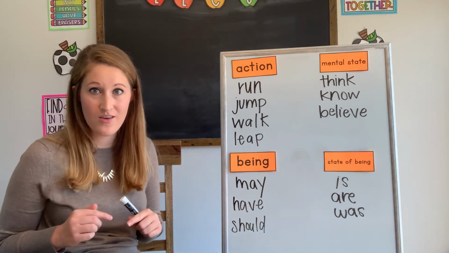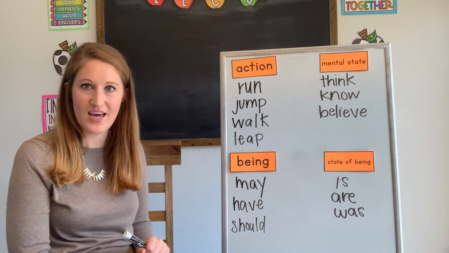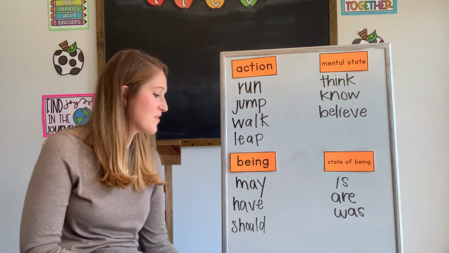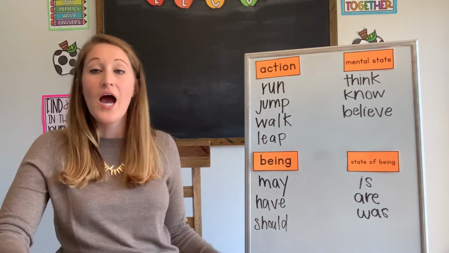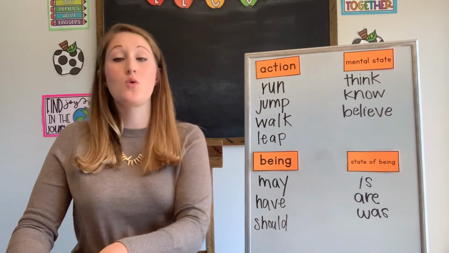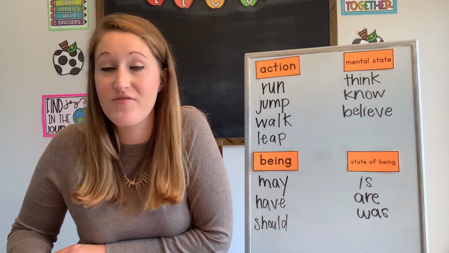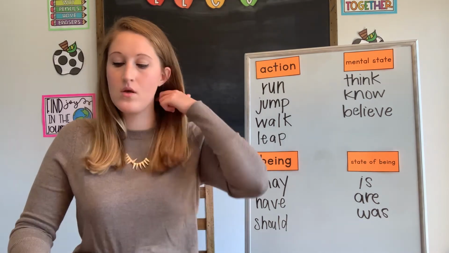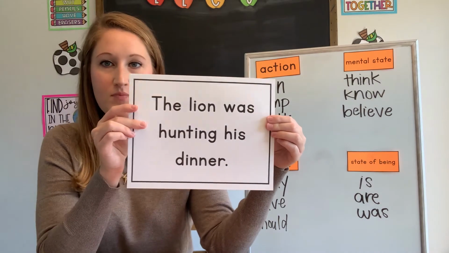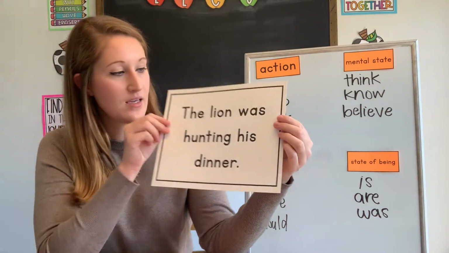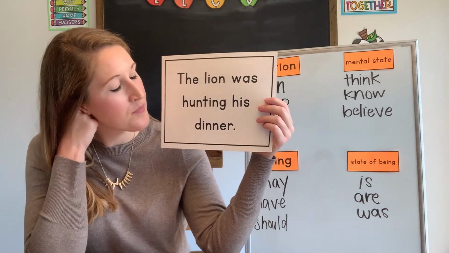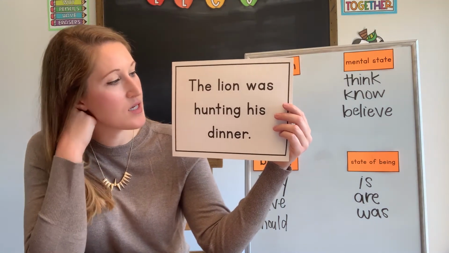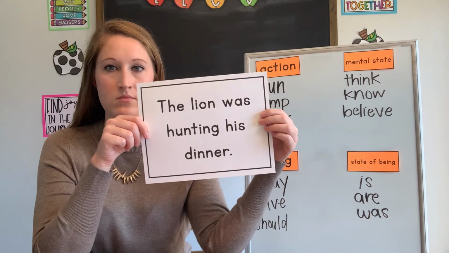So, you ready to put some of our verbs to the test? All right. We're gonna start the same way we did with our last one. I'm gonna read you some sentences and your job is to tell me what verb you see in the sentence. So here's our first one. The lion was hunting his dinner.